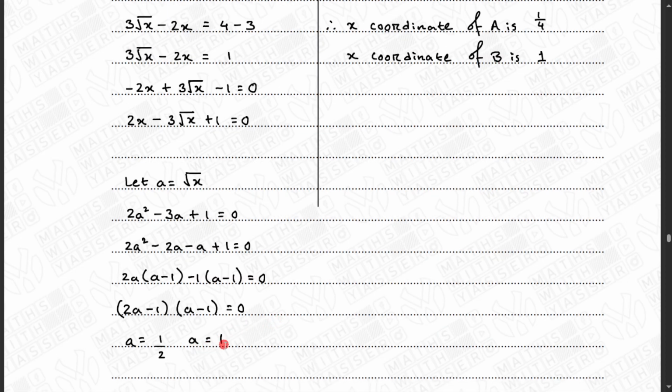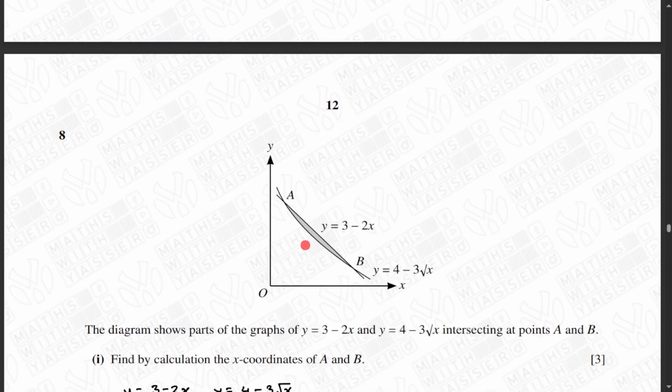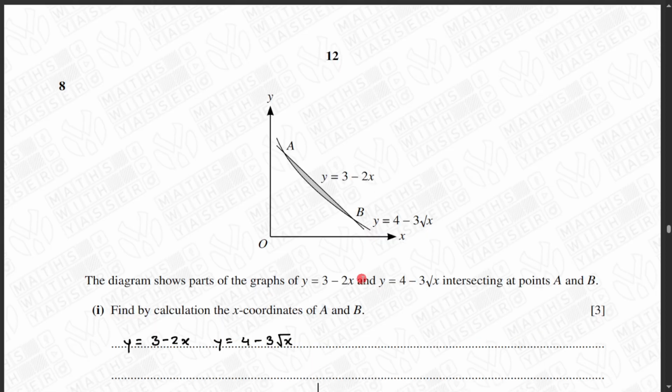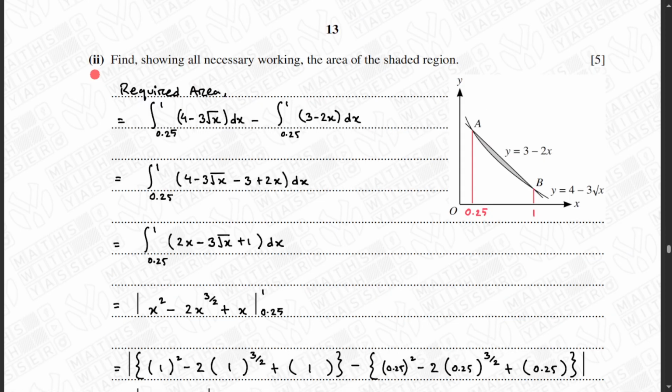Also, root x is 1. So by squaring root x, we get x, and by squaring 1, we get 1. So the x coordinate of A must be 1 by 4, and the x coordinate of B must be 1. The reason is A is before the point B, so the x value of A must be smaller than the x value of B.